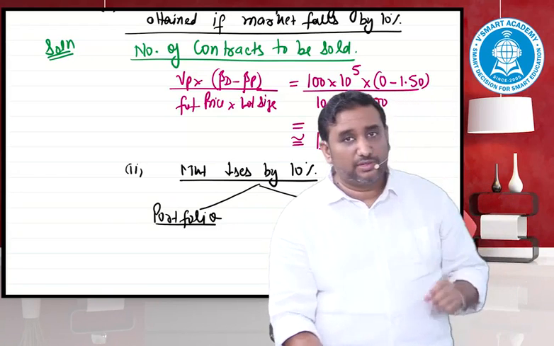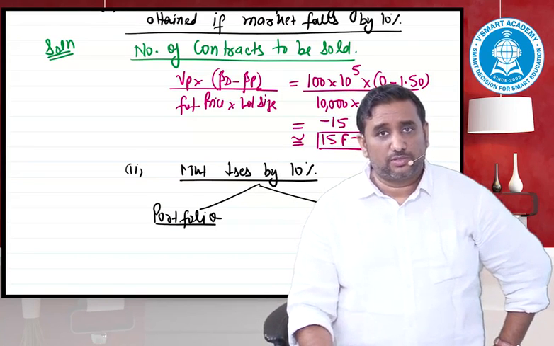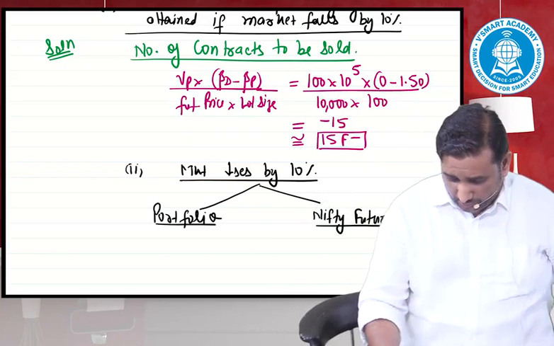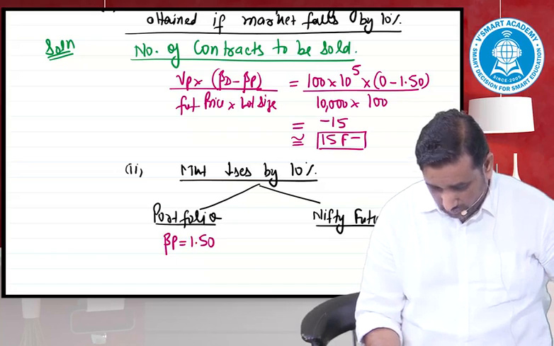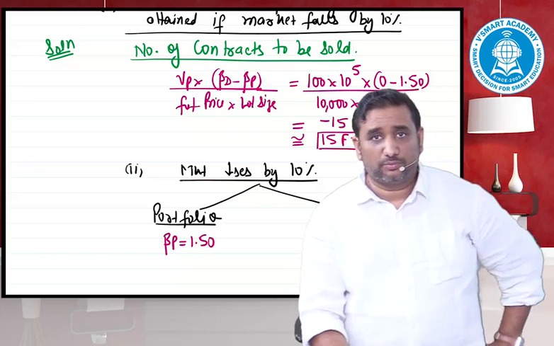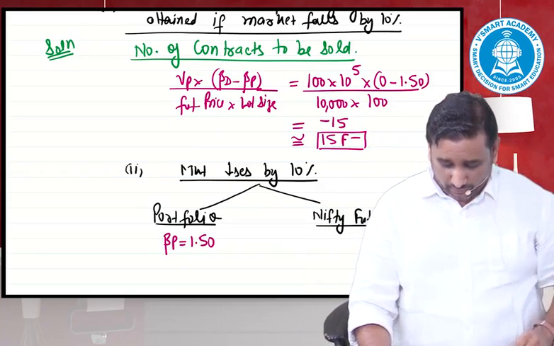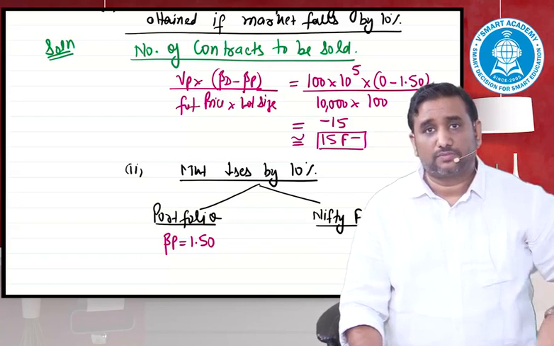How much was your portfolio beta? 1.5 beta of portfolio. Beta of portfolio 1.5. The market fell by what?